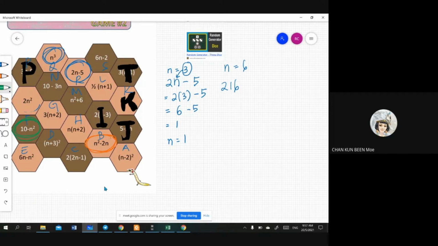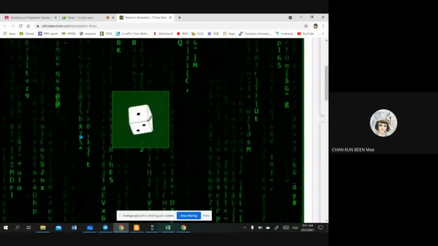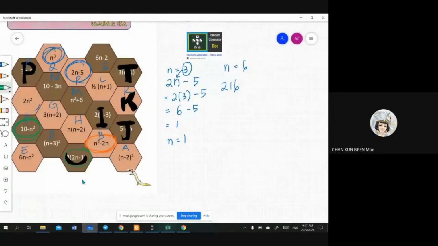Group number 6 has more people attending the lesson today. It's Mahani, Karunisa, Kaisara, Shamina, and Shazira. Which question do you want to choose? C. Okay, this one, C. Okay, let's see the dice again. Five. Okay, 5. So this is the question. The n is 5. I give you time, you try to solve it.